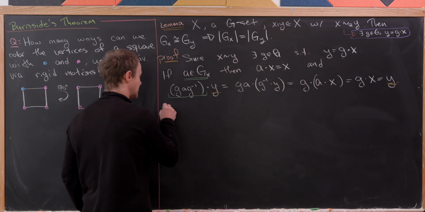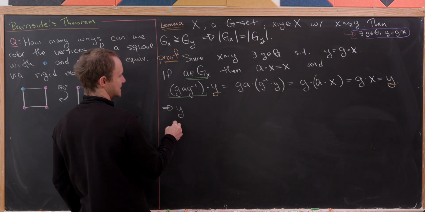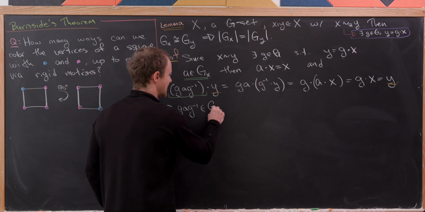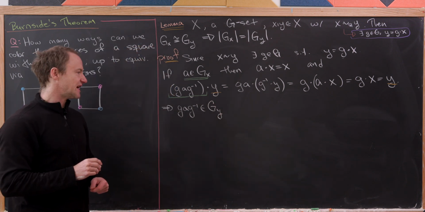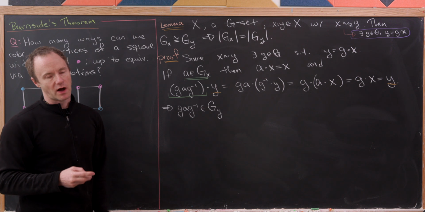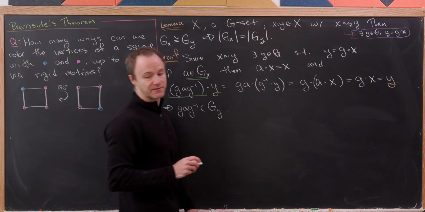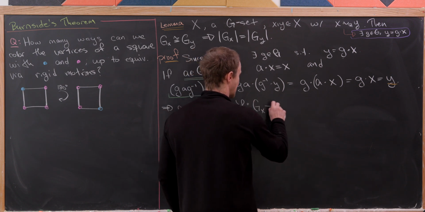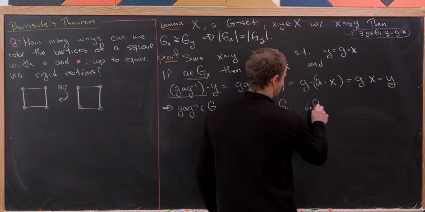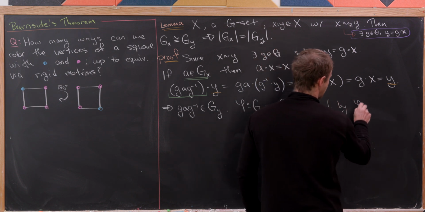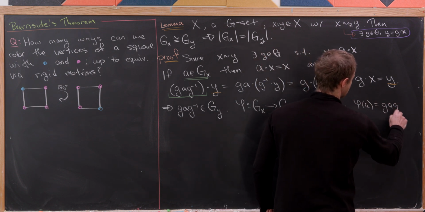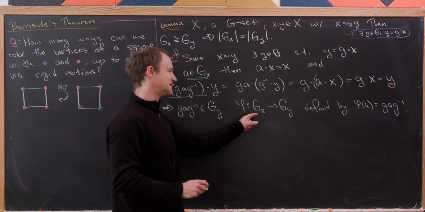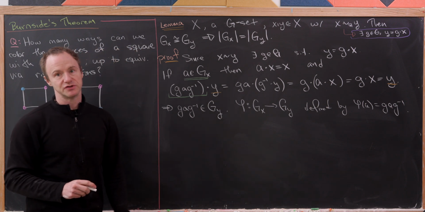But observe, that means that GAG inverse is in the stabilizer subgroup of Y, because this GAG inverse fixes Y. Okay, good. And that motivates the following map. We'll call that phi, which goes from G_X to G_Y, defined by phi of A is equal to GAG inverse. Of course we know by this calculation up here that in fact it does take elements of G_X and sends them to elements of G_Y.